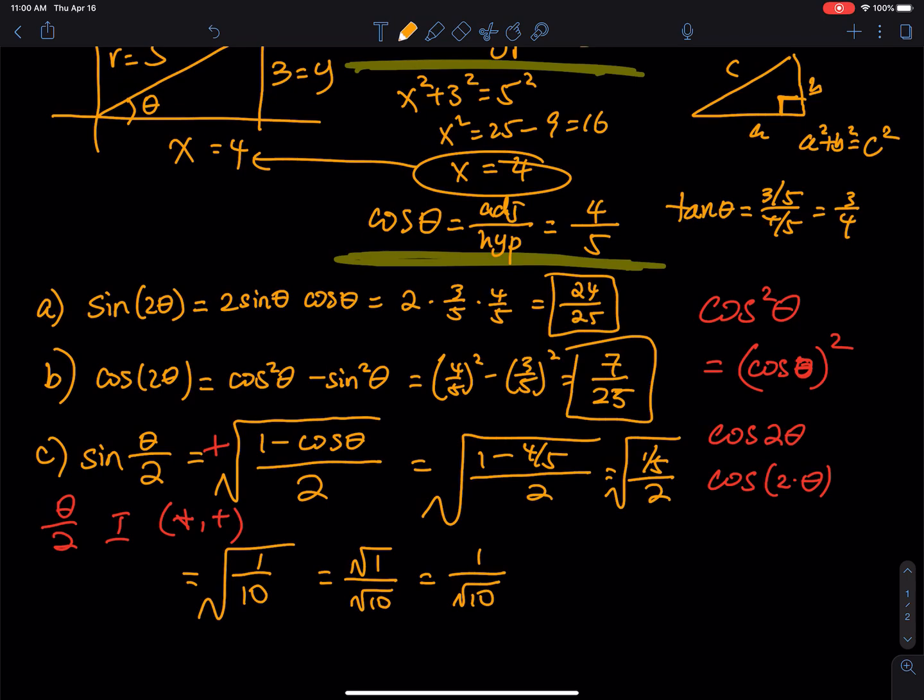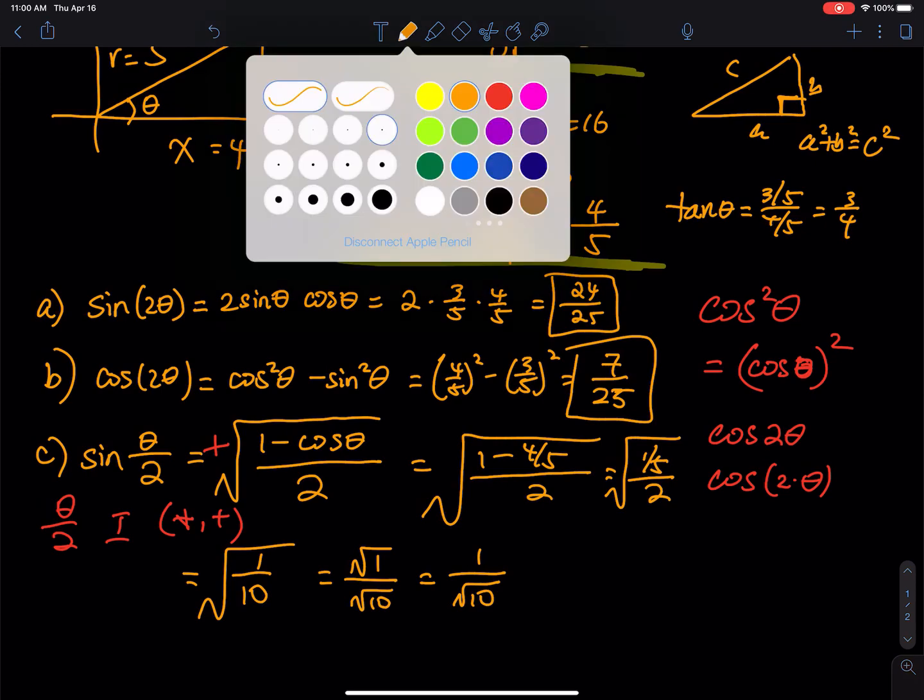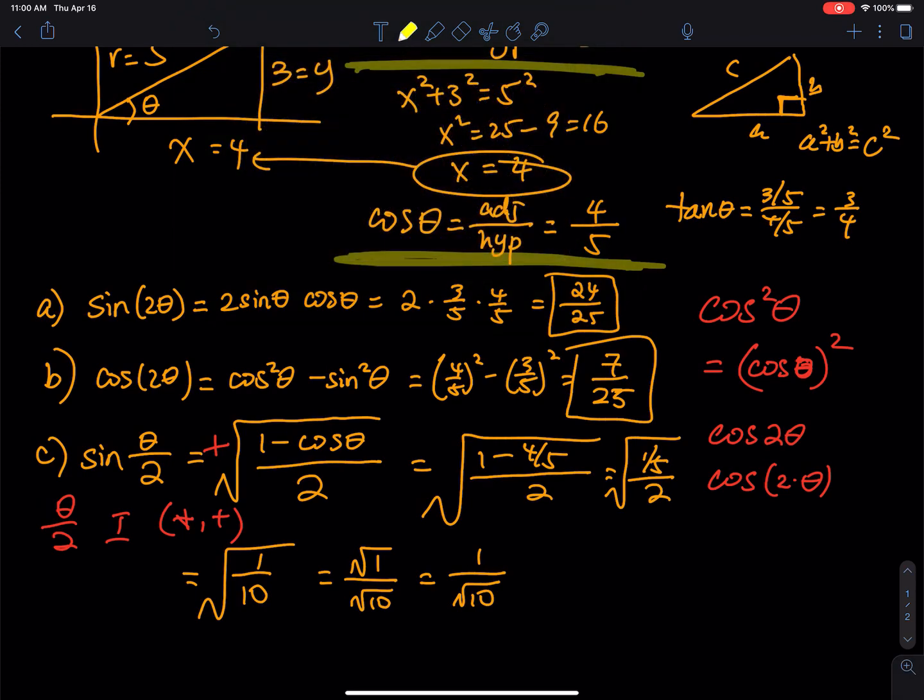Is this answer acceptable? In trigonometry, this answer is partially right. It's incomplete, because you will have to rationalize your answer, since there is a radical in the denominator. So all you have to do is multiply the top and bottom by square root of 10. Then what do you get? So you have root 10 divided by 10.